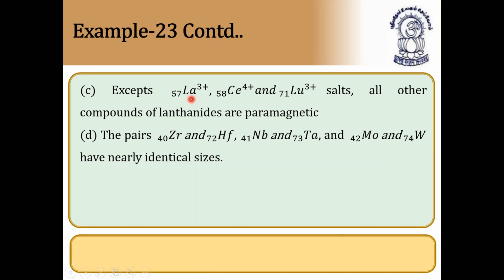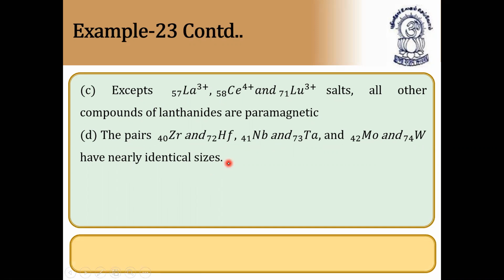Except lanthanum plus 3, cerium plus 4, and lutetium plus 3 salts, all other compounds of lanthanides are paramagnetic. Yes, it is true because they contain unpaired electrons. So the third option is also true. Next, the pairs zirconium-hafnium, niobium-tantalum, and molybdenum-tungsten have nearly identical size. So the fourth option is also correct.